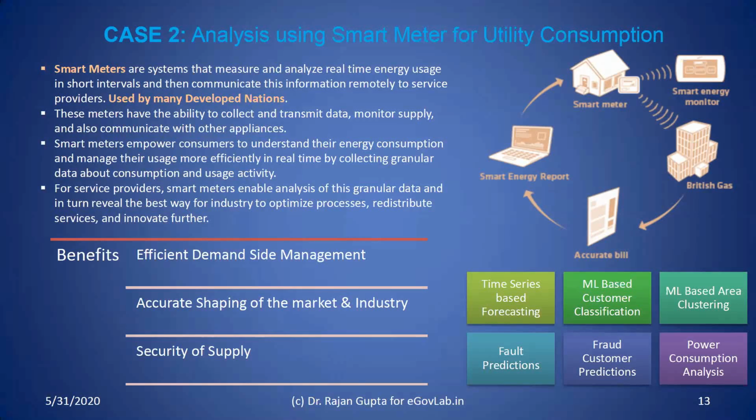I have shown a diagram on the top right side of your screens, where I've taken an example of British Gas as a utility service provider, which is getting data from a smart meter through the homes of the users. There is a smart energy monitor, and that monitoring is being done regularly. Based on that, British Gas is able to produce accurate bills. They can produce smart energy reports and share them with the users of that particular utility service. So smart meters are systems that measure and analyze real-time energy usage in short intervals and then communicate this information remotely to service providers.